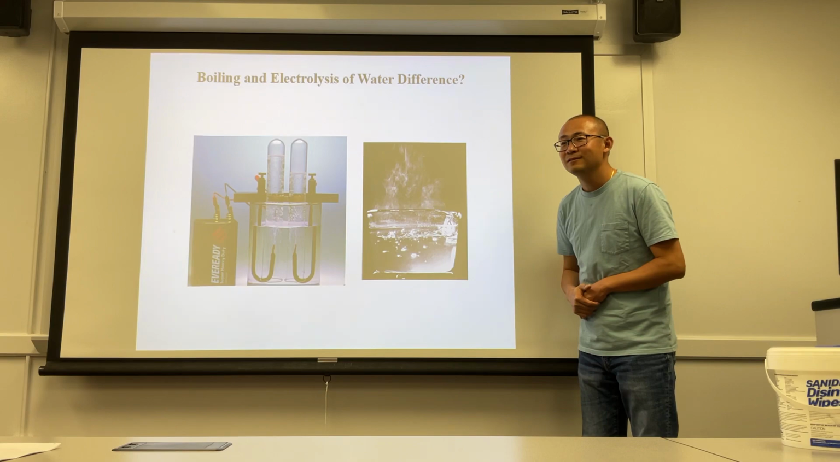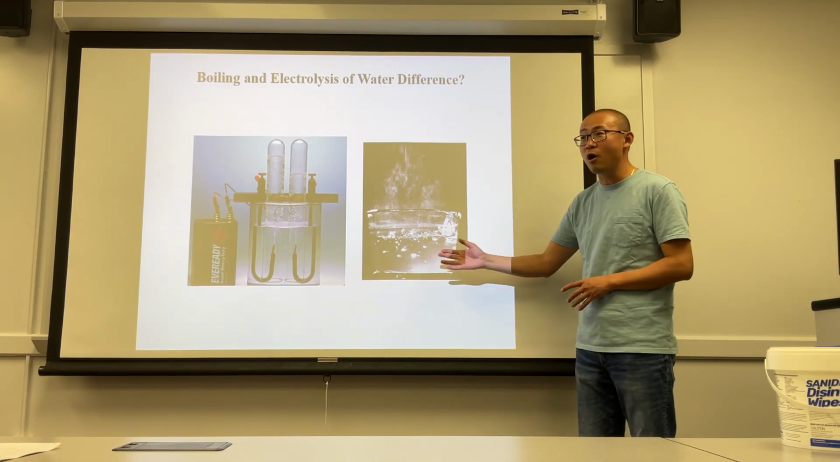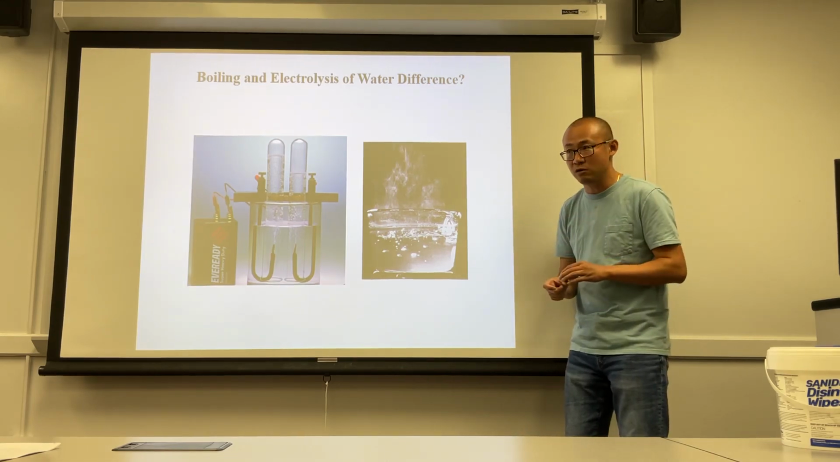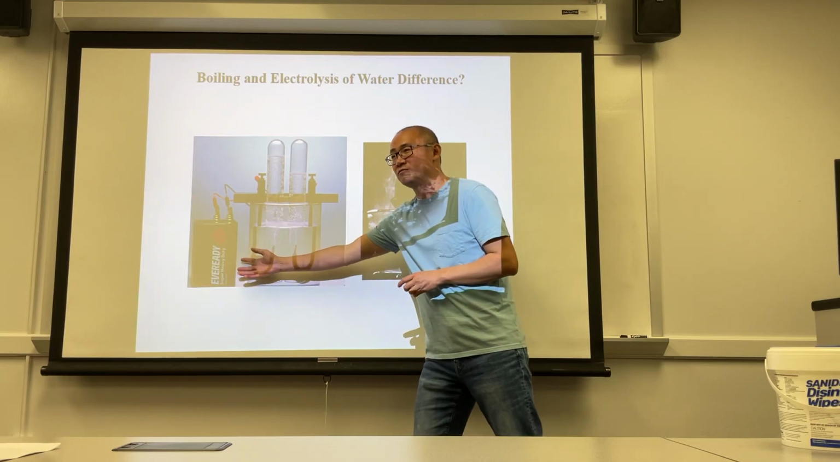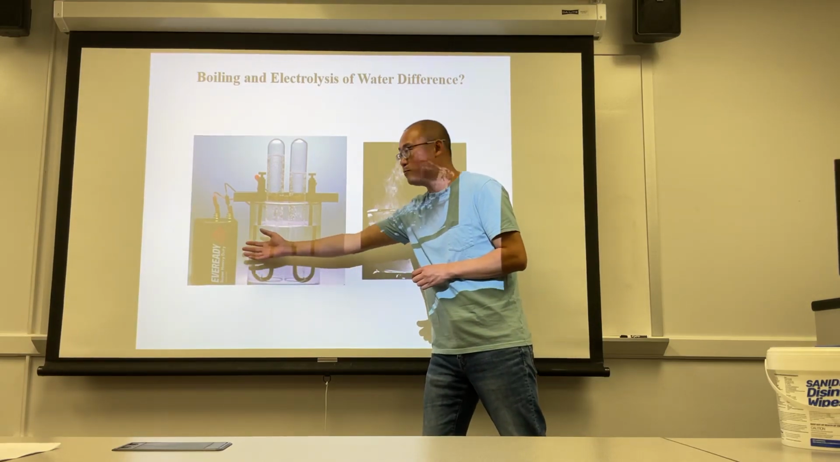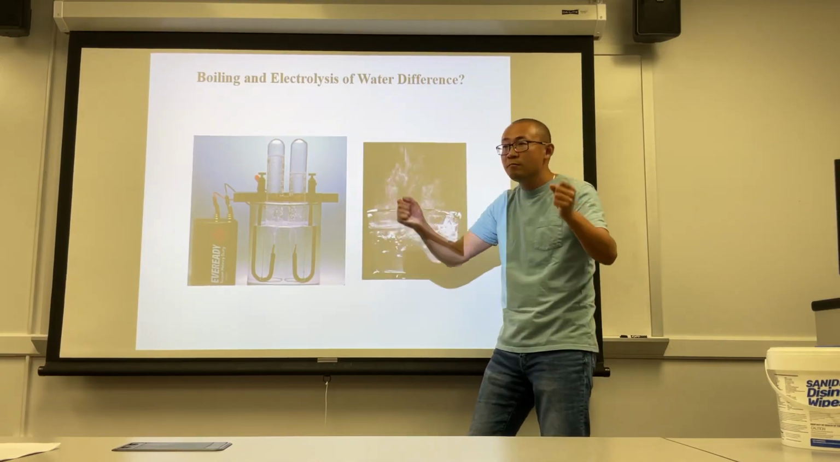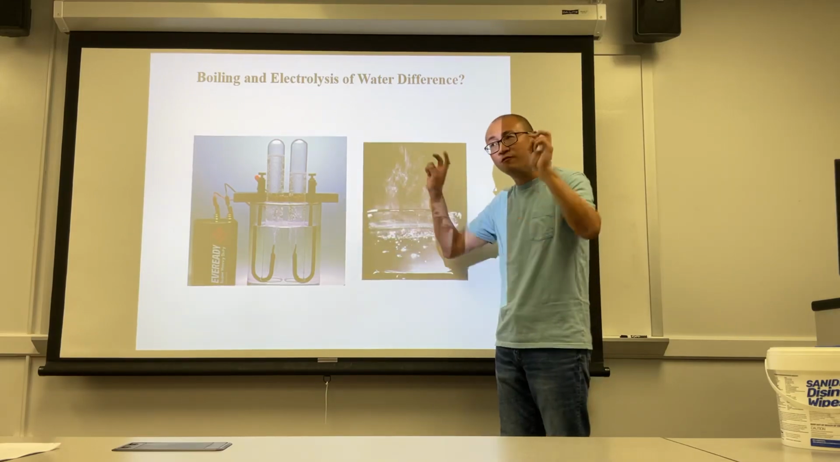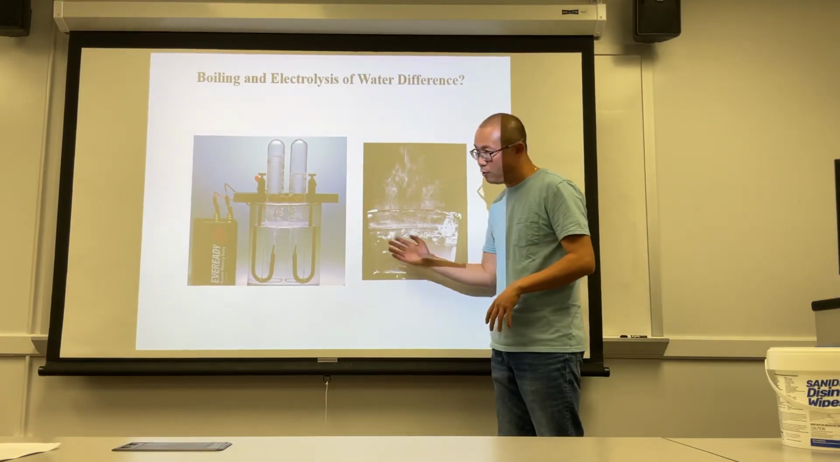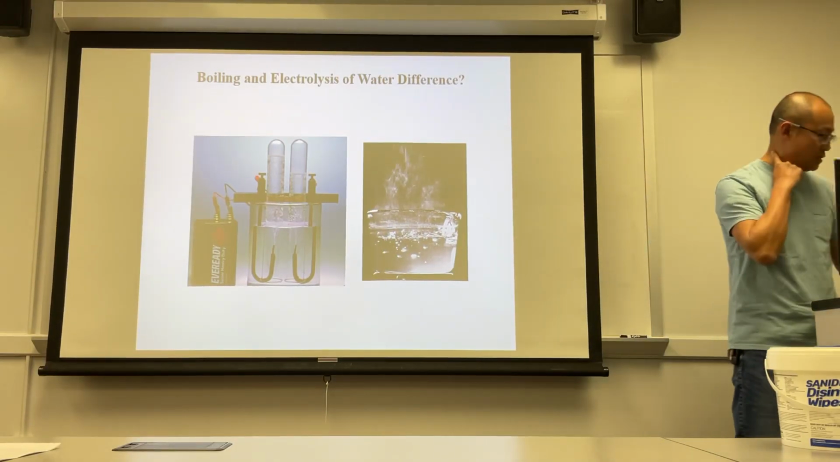What is it? Water vapor, right? It's water molecules. So what happens? When you boil water, you're breaking the hydrogen bonds of water. But when you do electrolysis, like splitting water with the electrolytic cell, what happens to the water? The covalent bond is broken. So different types of forces are broken when you boil or split water. Just keep that in mind.